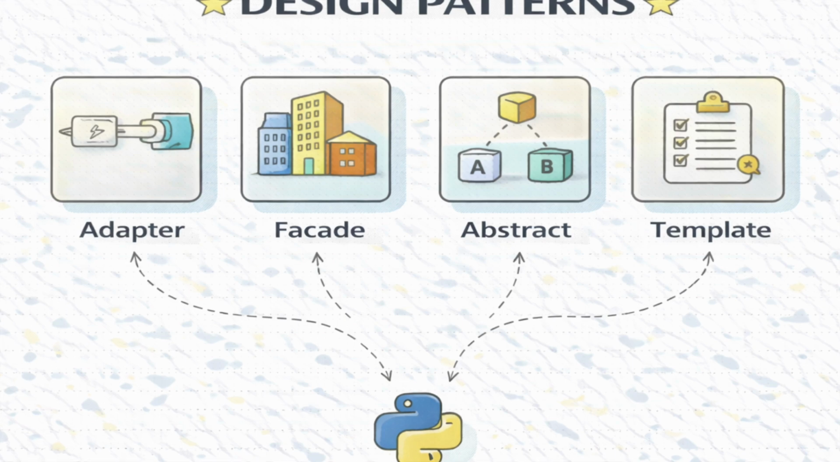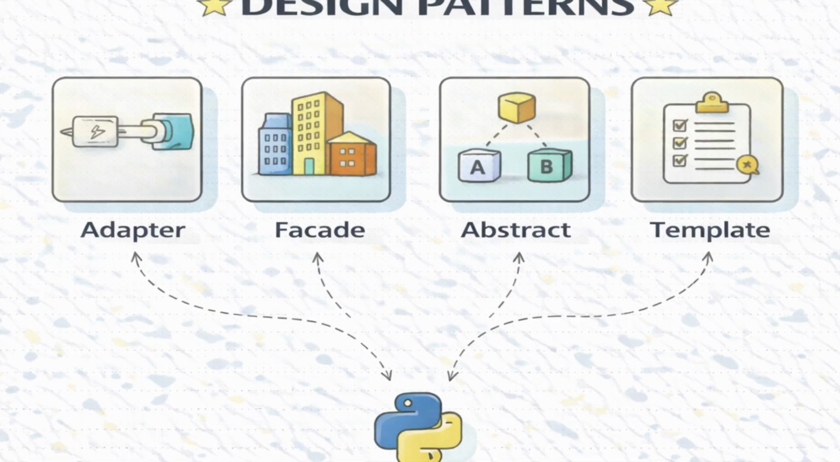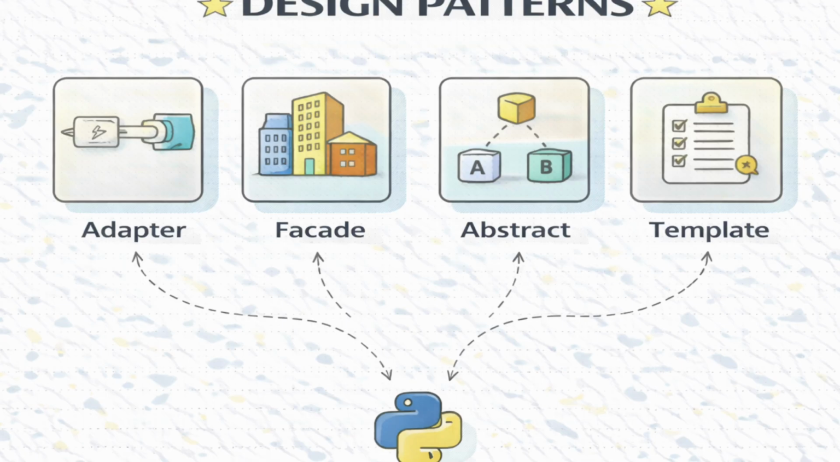That's the critical point. The adapter allows two pre-existing objects to work together even when their interfaces are fundamentally incompatible. Like trying to integrate an old system that spits out XML, but your new service only understands JSON. Exactly that, a classic scenario.